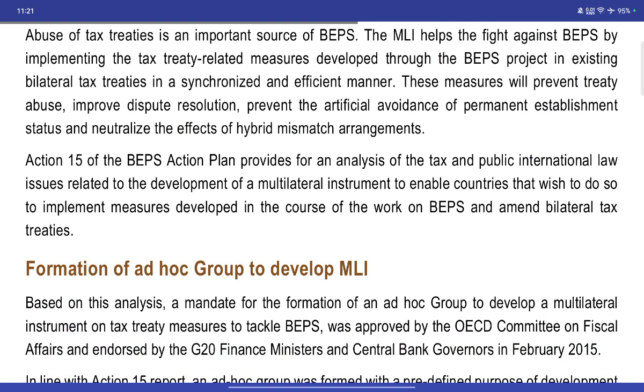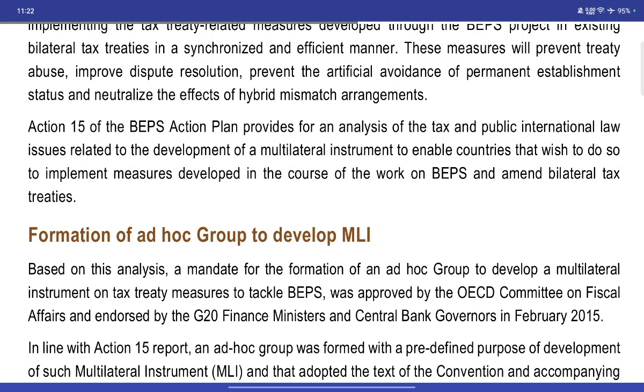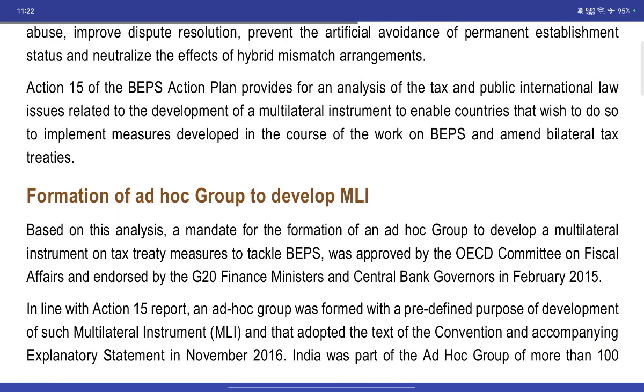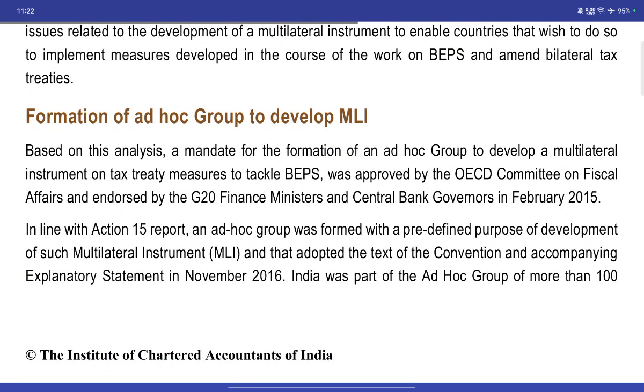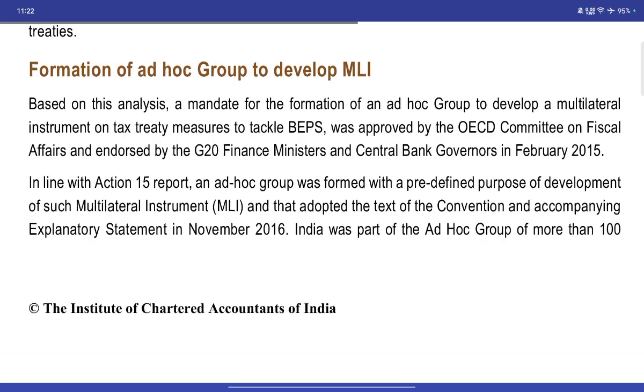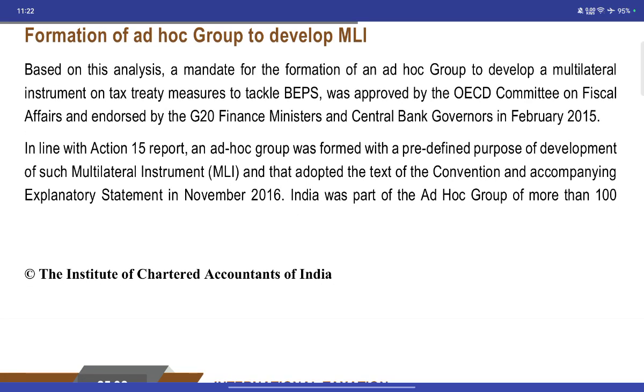Action 15 of the BEPS Action Plan provides for analyzing the tax and public international law issues related to the development of a multilateral instrument to enable countries that wish to do so to implement the measures developed in the course of the work on BEPS among bilateral treaties, and formulating ad hoc groups to develop the multilateral instrument. Based on this analysis, a mandate was given to form the ad hoc group to develop the multilateral instrument. The tax treaty measures to tackle BEPS were approved by the OECD Committee on Fiscal Affairs and endorsed by the G20 finance ministers and central bank governors.